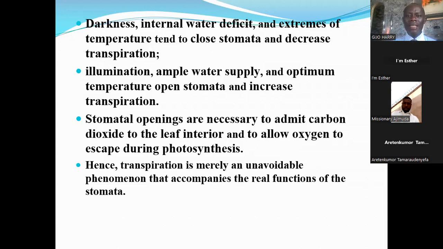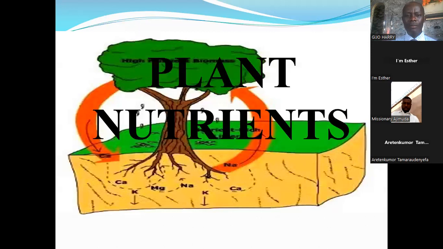Stomatal openings are necessary to admit carbon dioxide to the leaf interior and to allow oxygen to escape during photosynthesis. So apart from being responsible for transpiration, the stomata is responsible for receiving carbon dioxide and for expelling oxygen from the leaves of the plant during photosynthesis. Hence, transpiration is merely an unavoidable phenomenon that accompanies the real functions of the stomata.